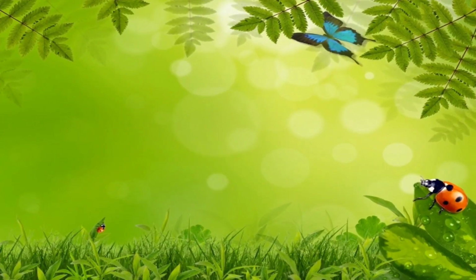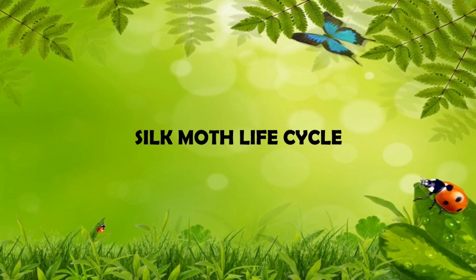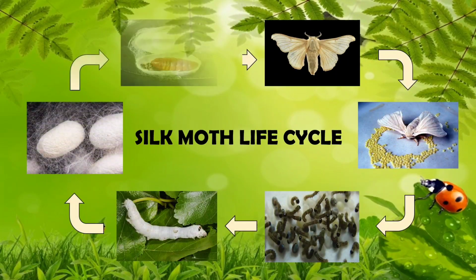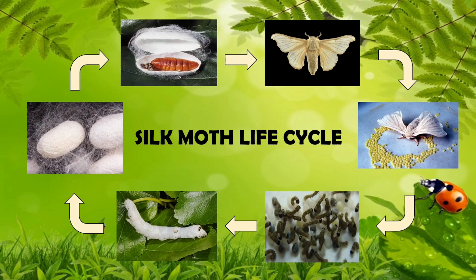So let us summarize the silk moth life cycle. This is the first stage of the adult silk moth. Then we have the silk moth laying eggs. Then there is the larval stage, when the larva comes out from the eggs. Then the larva develops into the caterpillar, which is also called silkworm. And then there is development of the cocoon around the silkworm. Then there is development of the pupa in the cocoon, and then the pupa ultimately develops into an adult moth. So this is the whole silk moth life cycle.